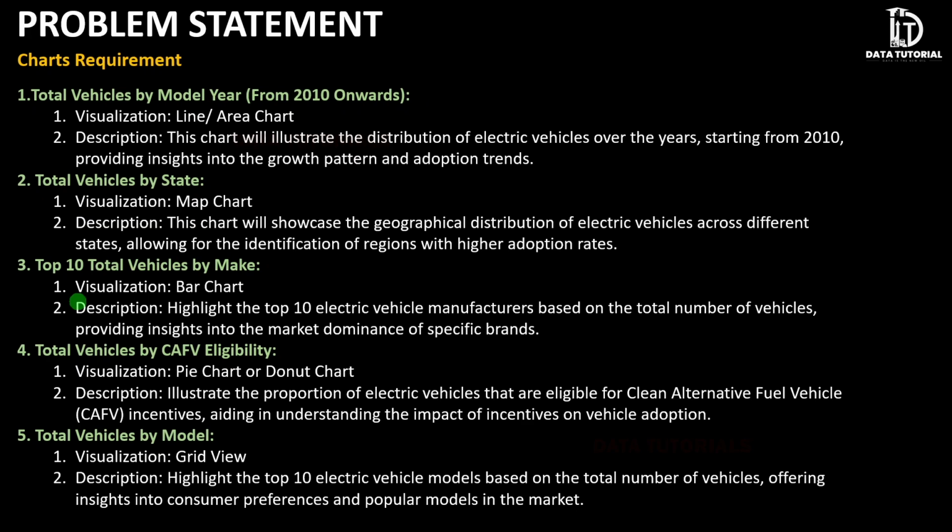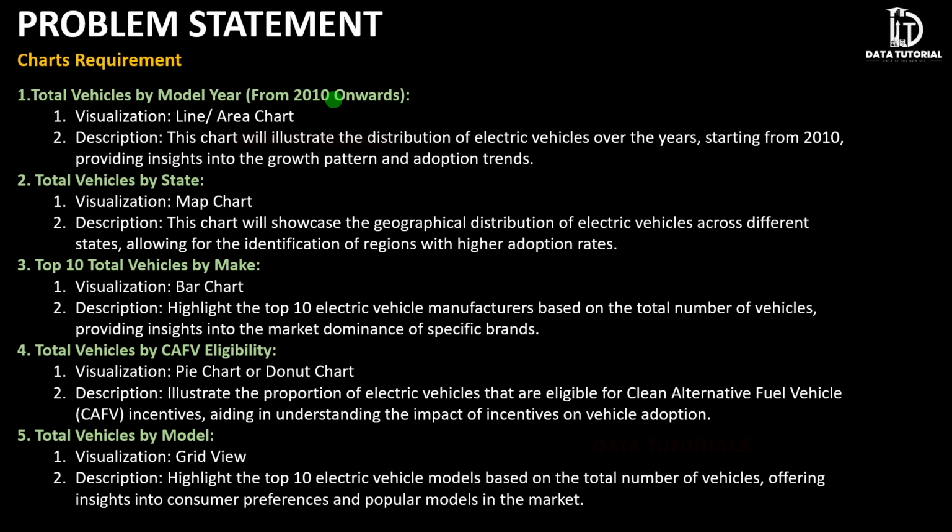Getting it? So the first chart we want to design is total vehicles by model year. The total number of vehicles is to be found with respect to model year, and there is one condition: we want to see it from 2010 onwards. We don't want to see data less than 2010, I mean to say less than 2011. Everything should be seen from 2011 and forward. We don't want data from 2010 and backward.